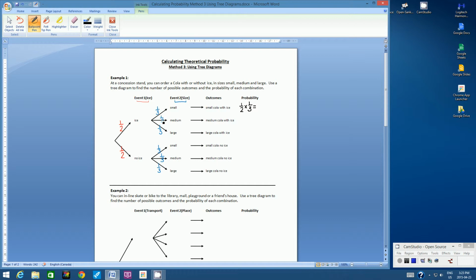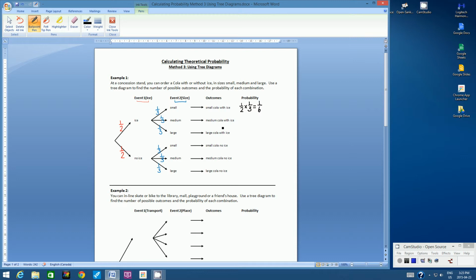So we have to multiply these fractions together. So you know how to multiply fractions? We multiply the numerator first. 1 times 1 is 1. And then 2 times 3 for the denominators. 2 times 3 is 6. So there is a 1 in 6 chance of ordering a small cola with ice. Okay, so does that make sense? All right, let's go on to the next set of calculations.